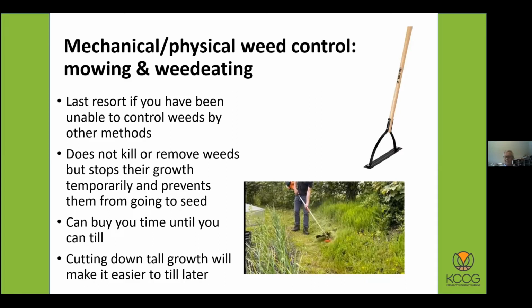You can use a weed eater, like the person is doing here in this lower picture. They're just literally chopping it down with a weed eater. And you can also use what's called a weed whip. That's this little tool up in the right-hand corner here. You swing this and aim at the base of the weeds, and it will just cut them off. It doesn't pull them out, but it cuts them off.